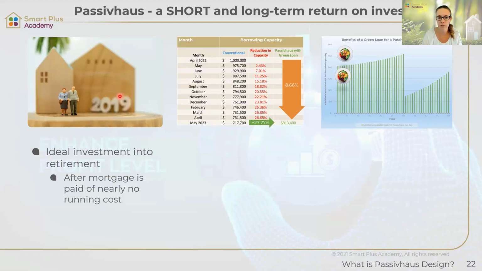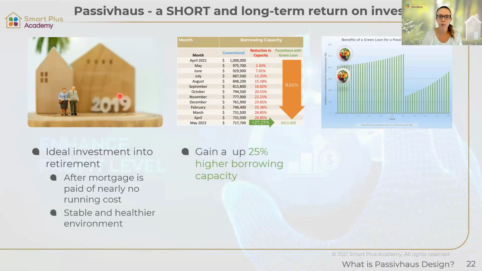And wouldn't that be beautiful if you just live in your home comfortably and don't have to pay for it anymore? And we have a stable and healthy environment. Now, on top of that, we can gain up to 25% higher borrowing capacity. Now, this is when we take incentives and green loans into consideration. We've got a separate course on that where Daniel explains how that works. So these days, there's a lot of options out there to make Passivhaus even more interesting. And then we even have to pay less for it because our interest rates are lowered for energy efficient homes.